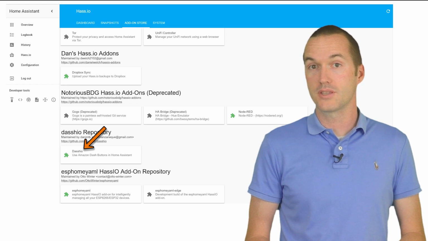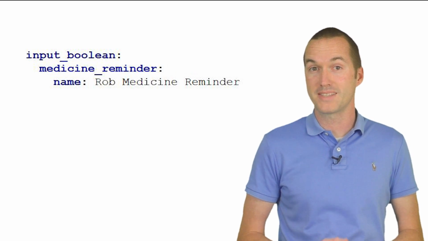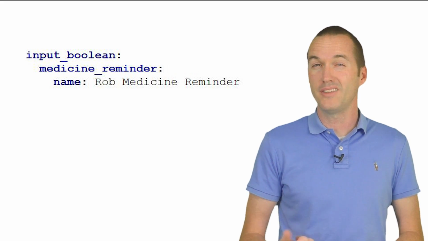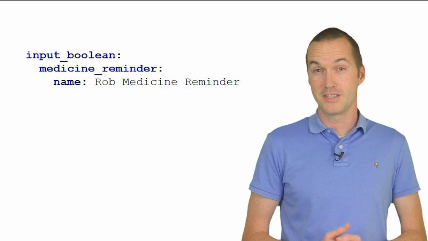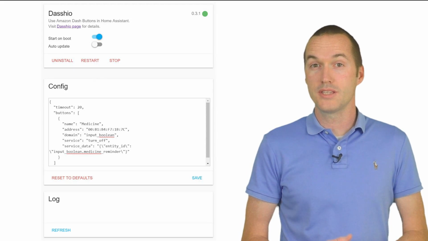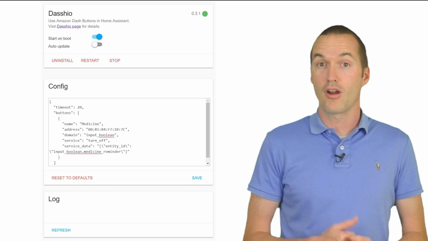While I'm waiting for it to install, I'm gonna add an input boolean to Home Assistant called Rob Medicine Reminder and hit save. I'll need to restart Home Assistant to finish adding it, but I'll wait until after Dasshio is finished installing to do that. Now that Dasshio is installed, we'll need to update the configuration file in the add-on for our new button.